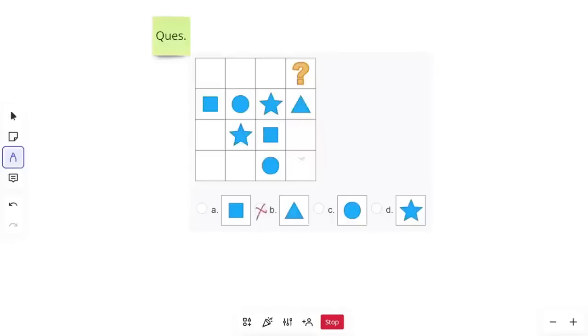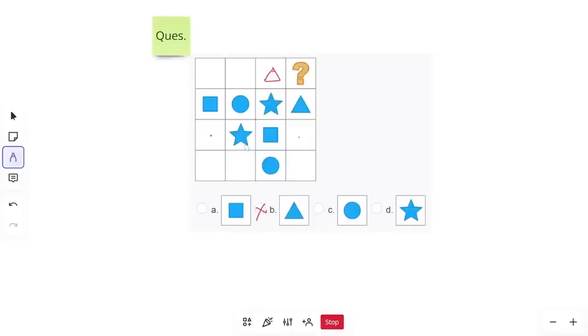Because triangle is already coming once in this row, right? Now, directly we cannot think of what will come in place of the question mark. For that, we need to fill some other empty boxes. Let's try to fill this empty box. In this column, star, square, and circle are already coming. So only one option is left, which is triangle. So triangle will come here, right? In this way, we can also say that triangle was already eliminated for us. So that is fine.